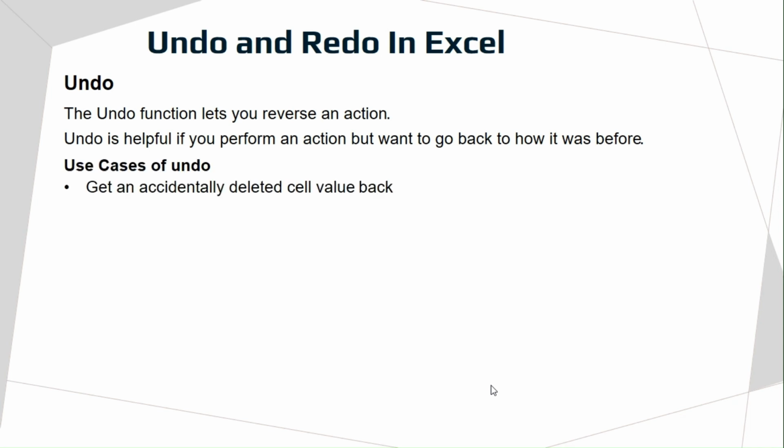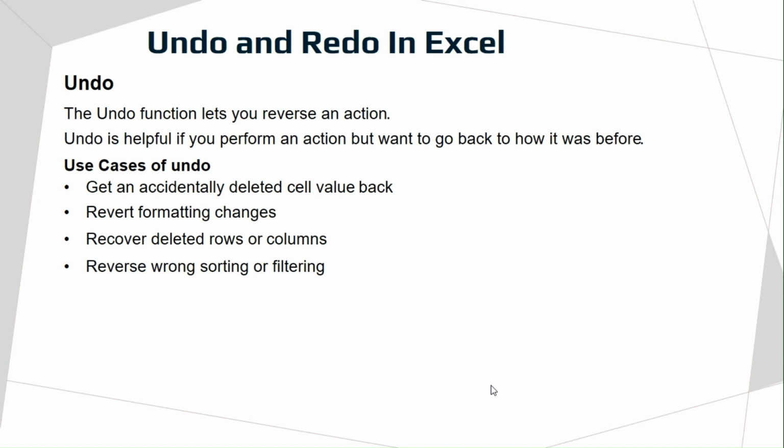You can use undo to get an accidentally deleted cell back. You can use the undo to revert formatting changes. You can use it to recover deleted rows or columns. You can also use it to reverse wrong sorting or filtering.